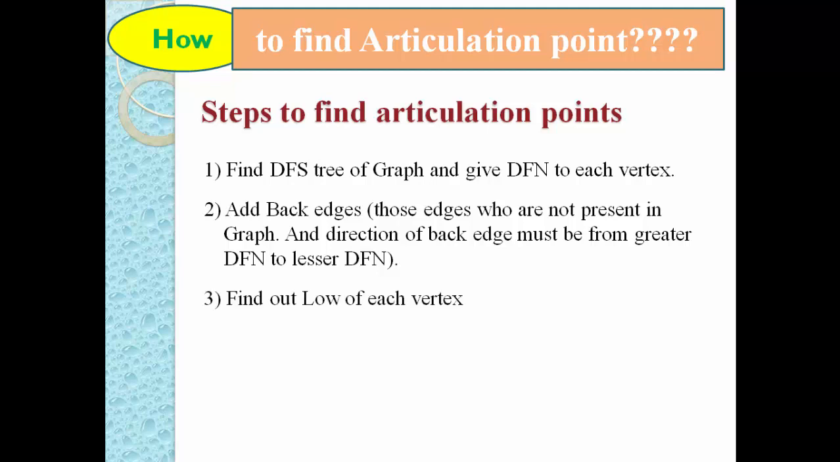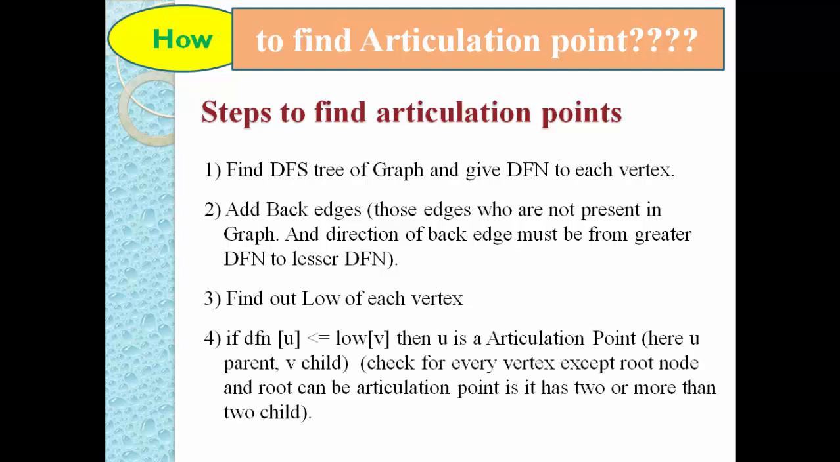Step number 3: find out low of each vertex. We'll discuss in detail how we can identify the low of each vertex. Step number 4: if DFN of any node U is less than or equal to low of any node V, then U is an articulation point. Here U is a parent node and V is a child node. We have to check this condition for every vertex except our root node, and the root can be an articulation point if it has 2 or more children. These are the steps that we need to follow to find the articulation points of any graph.